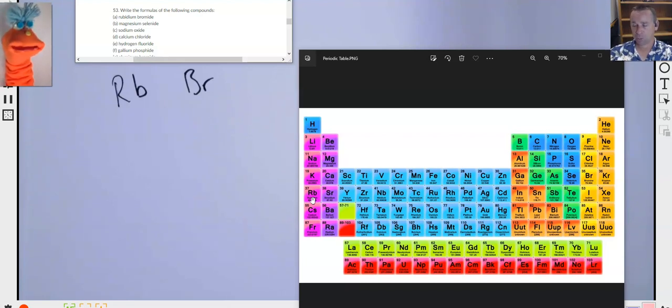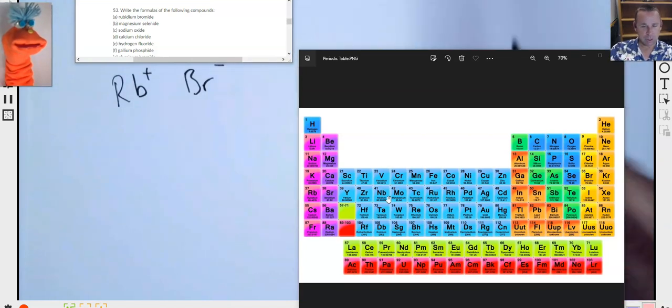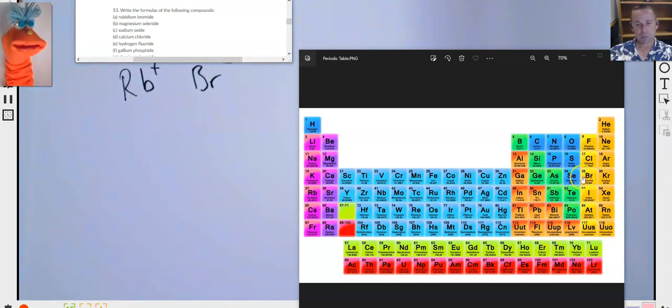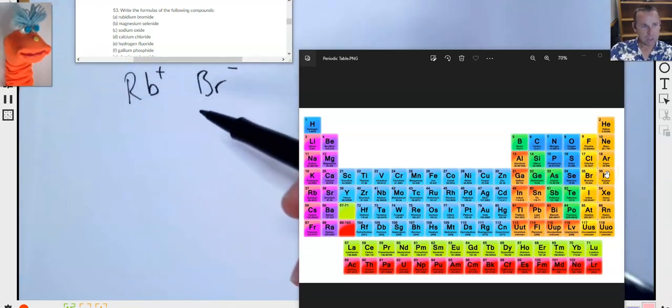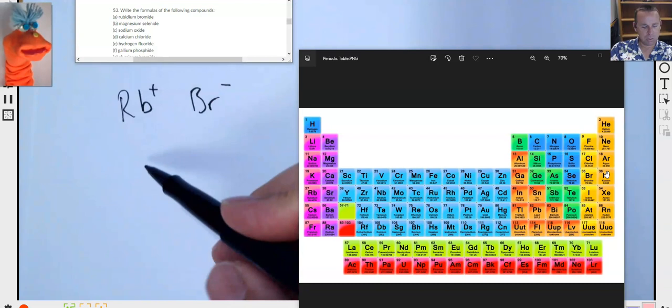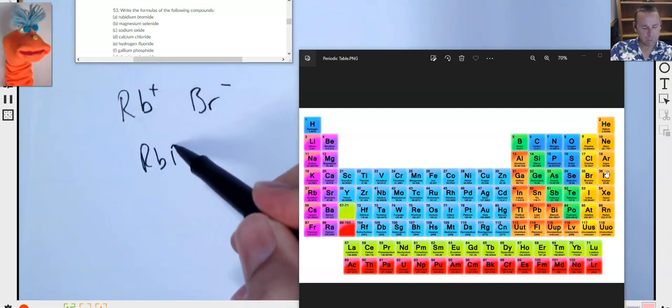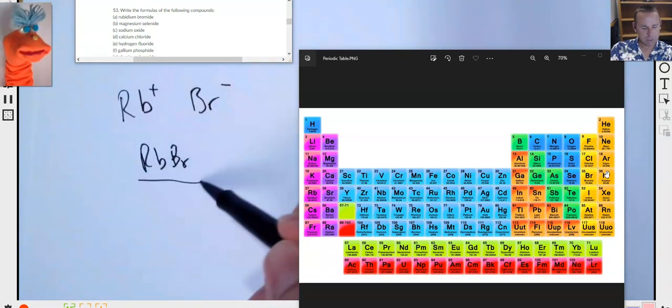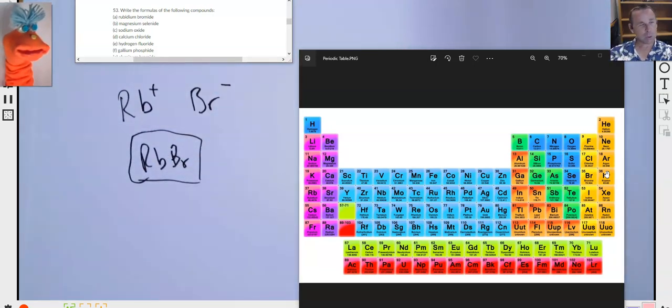Well, rubidium forms a +1 charge. Okay, rubidium is here. It's first column, 37, right? It's going to want to have 36 electrons to attain a noble gas electron configuration. So it's going to form a +1 charge. And bromine's a -1. Very good. Bromine, same thing we've talked about before. It's here, wants one electron, so it's going to have a -1 charge. Now when these come together, what are they going to form? RbBr. All right, one rubidium for one bromide. All right, rubidium bromide. Very good.